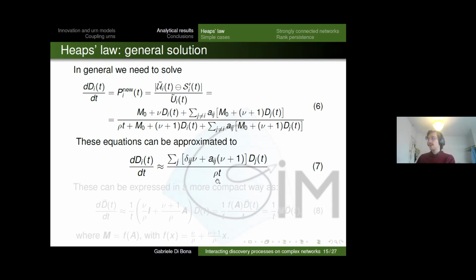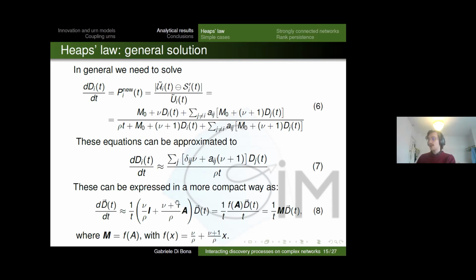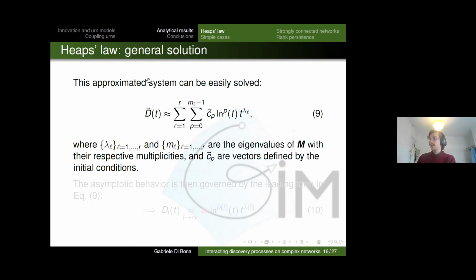Okay, so this is much simpler now, because using a more compact form like this, we can write this as a sum of 2 matrices. We can write the system like this. I is the identity matrix, of course, and A is the adjacency matrix. So we can call this matrix M, and it's just the sum of the identity matrix and the adjacency matrix times 2 numbers. And now this is much simpler to solve. In fact, just with a change of variables, we can solve that. And in general, the solution to that approximated system is something like this.